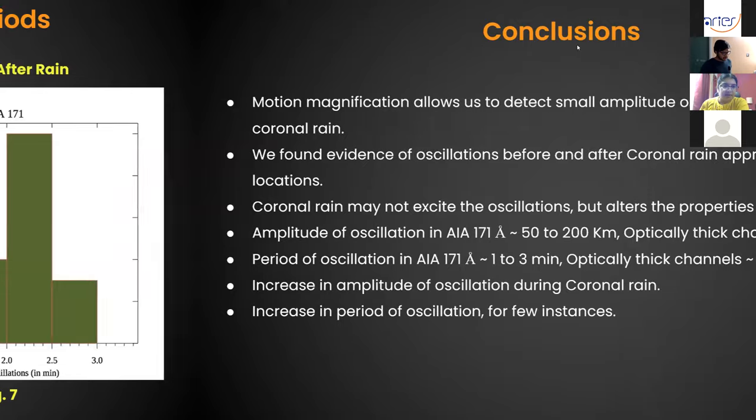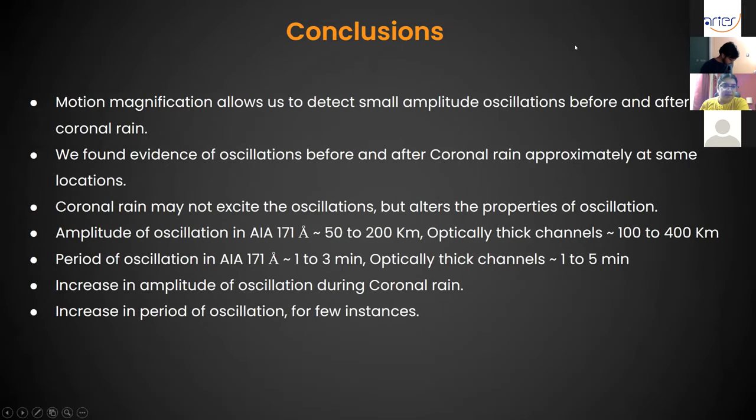After that, I want to conclude my talk by saying that we have used the motion magnification technique, which allows us to detect small amplitude oscillations before and after coronal rain. We also found evidence of oscillation before and after coronal rain, approximately at the same locations. The conjecture made by Kohutawa and Verwish 2017, that coronal rain is exciting the transverse oscillation, may not be true. It is also possible that oscillation is not already present, and coronal rain alters the properties of oscillations.